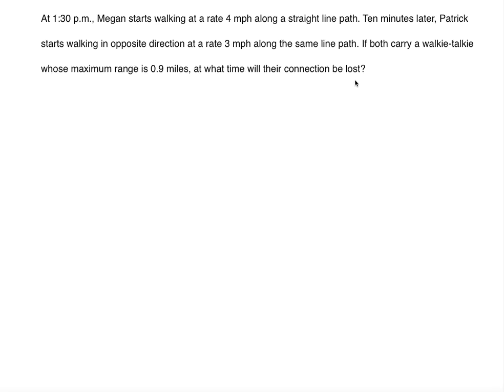Okay, so basically what it's saying is how much time will it take until their distance reaches 0.9 miles, right? So they're walking in opposite directions. So let's draw a picture to see how this will play out. Suppose that this is their distance, and we will think of this distance as the walkie-talkie maximum range. So we'll think of this as 0.9 miles.